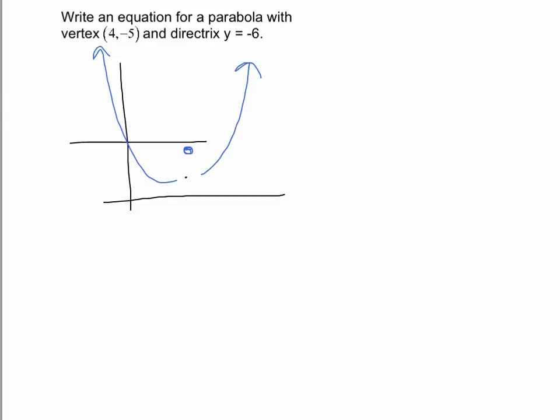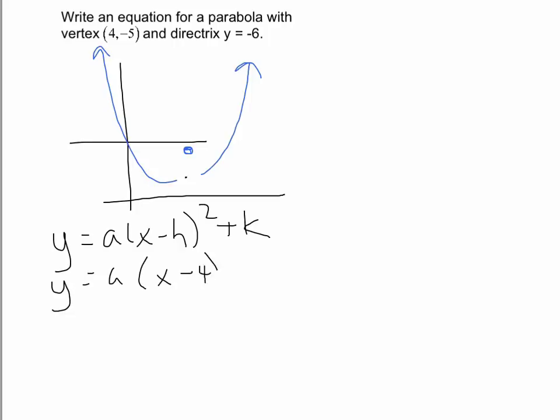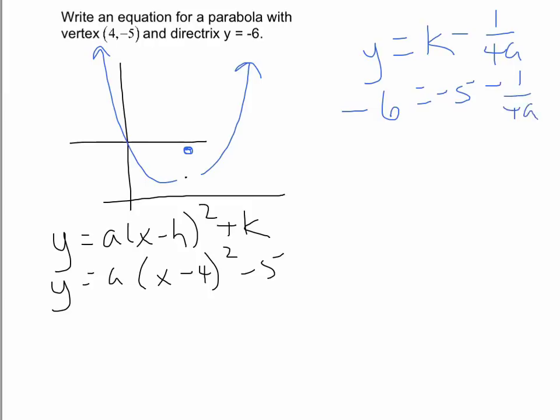Again, we know that this is going to be a parabola opening upwards, so the form that we're looking for is y equals a times (x minus h) squared plus k. We can plug in the vertex, so y will equal a times (x minus 4) squared minus 5. Now we're going to go back and use the equation for the directrix, which tells us that y equals k minus 1 over 4a. The minus is there because now we're below the vertex, not above it. In our case, we know that the directrix is at -6. Our k value was -5, minus 1 over 4a, and now we need to solve that for a.